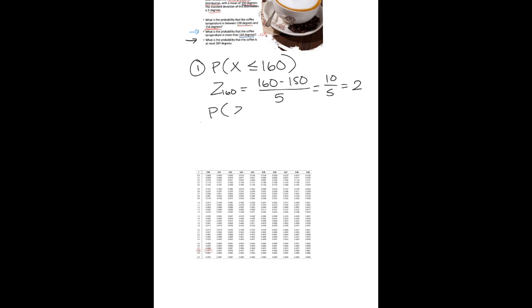Third question, what is the probability that coffee is at most 160 degrees? So first here we're looking for the probability that x is less than or equal to 160 degrees. So let's transform that into a z-score. z of 160 is equal to 160 minus 150 divided by 5. So we get 10 over 5, which is 2. So we're looking for the probability that z is less than or equal to 2. So step 2, let's draw our distribution. Here's 0, which is equal to our 150. And here is 160, which is 2 standard deviations above.